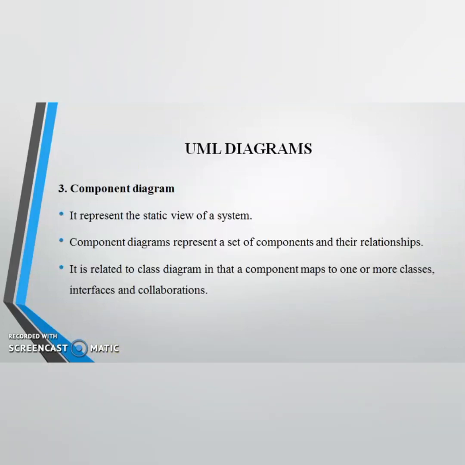The third diagram that comes under structural is component diagram. It represents the static view of a system. The second thing here is it represents a set of components and their relationships. In object diagram, it represents a set of objects and the relationships. In component diagram, it represents a set of components and the relationships. And third, it is related to the class diagram. In that, a component maps to one or more classes, interfaces and collaborations.